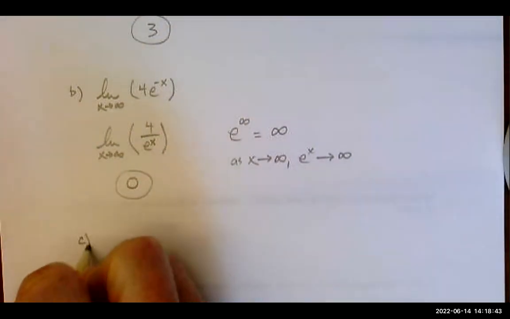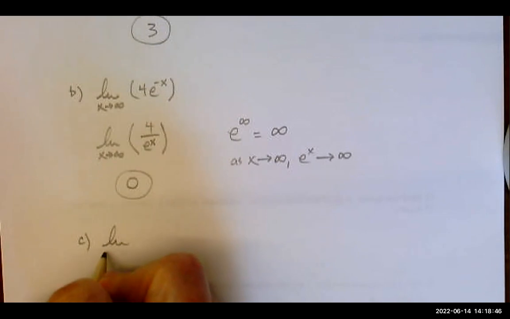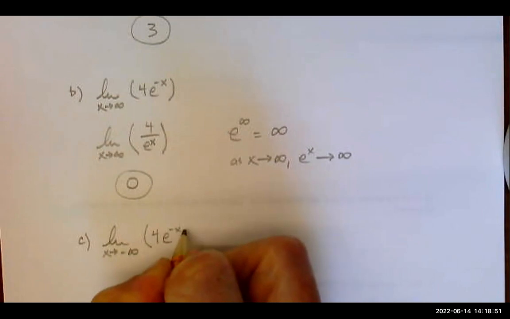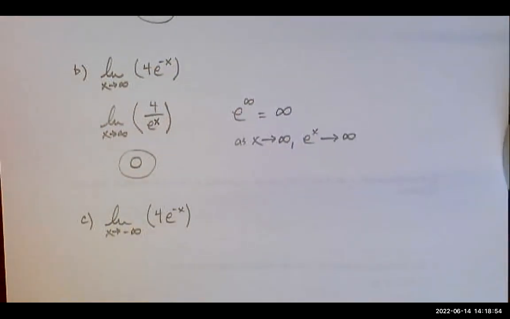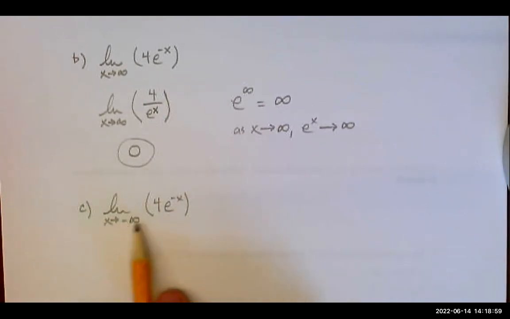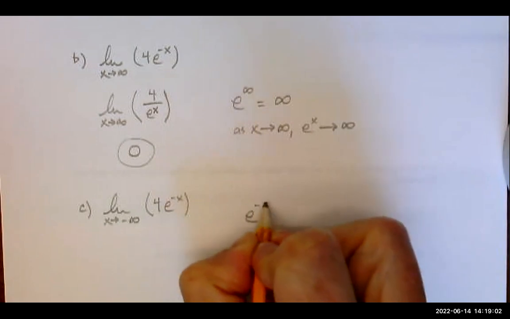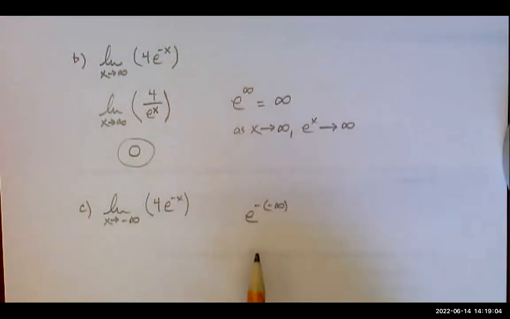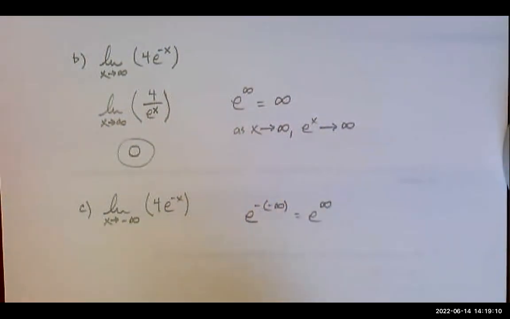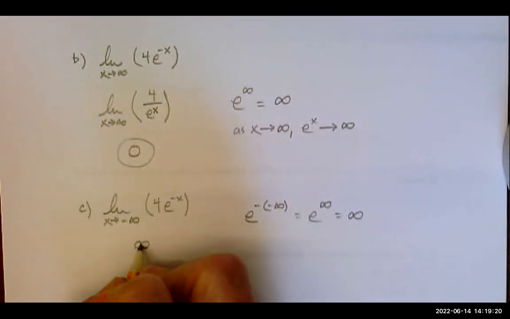Okay. And then how about this one? x going to negative infinity. Same thing, but now negative infinity. Oh, this is interesting. Let's see here. If we were to plug in negative infinity to the e to the negative x, isn't that e to the positive infinity? Which is infinity. And here we're not dividing by it. That's 4 times infinity after we plug in. So this answer is infinity.